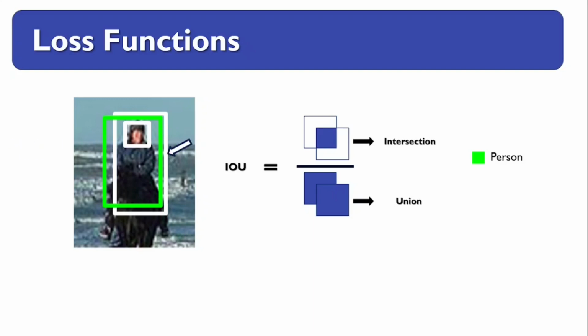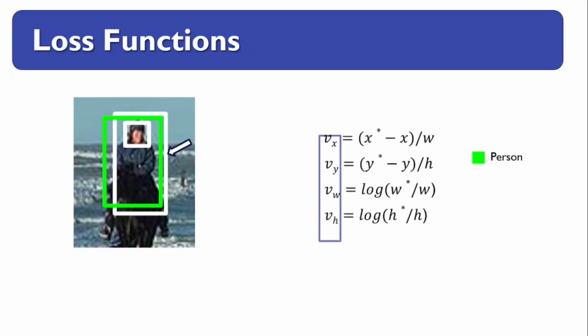But for this second region proposal, we can clearly see that the IOU with the green box is more than 0.5, and thus we assign the ground truth object class label as person and the ground truth bounding box regression targets as shown here, where x star, y star, w star, and h star represent center coordinates and width and height respectively of the green box, and similarly x, y, w, h correspond to that of the white box.